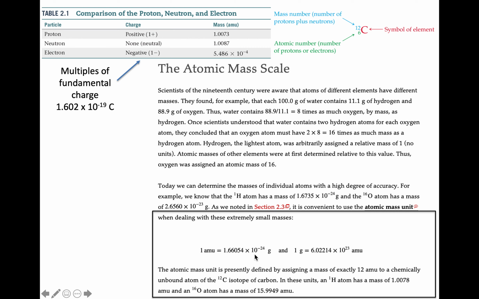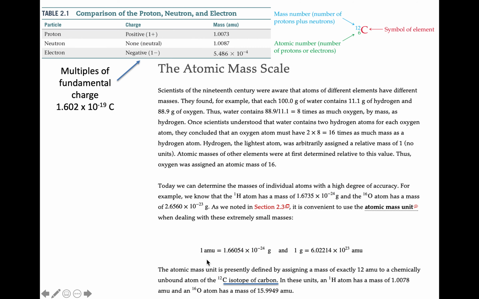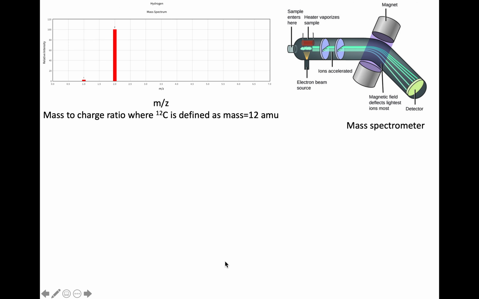This AMU unit scale is set up where the carbon isotope, carbon 12, is defined as having a mass of 12 AMU. Let's connect that to an earlier idea. Back in chapter 2, we looked at the operation of a mass spectrometer and saw that our particles were formed into cations, and they'd have different pathways when they went through the magnet. And that gave us a ratio involving the charge and the mass. So here's some experimental data.